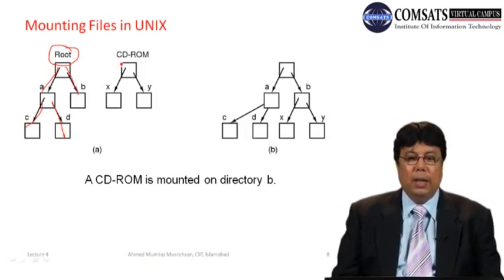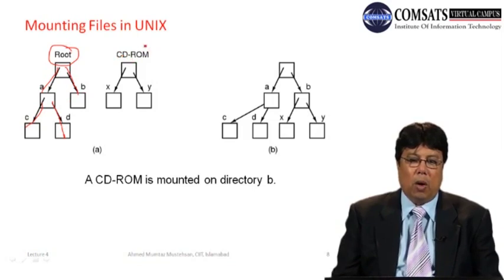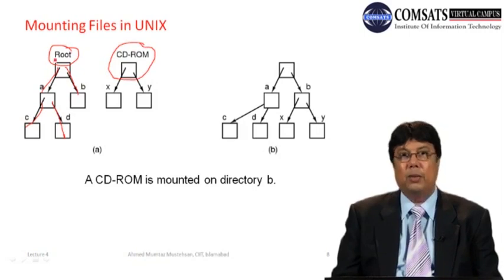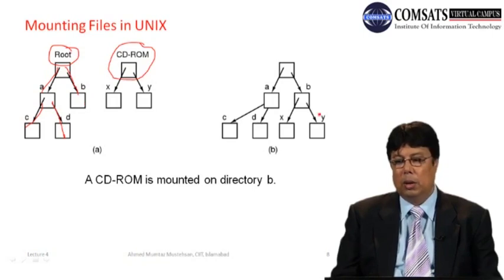Now, you want to make this CD-ROM, and Unix allows you to make this file structure of the CD-ROM a part of this file system. So how does it do that? It allows you to mount this CD-ROM at the B position, for example. /B, root ke baad the directory B, and you can mount this CD-ROM there. Now, the CD-ROM has been mounted at B.